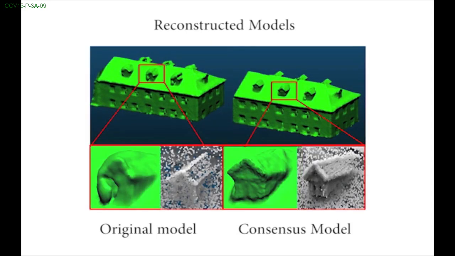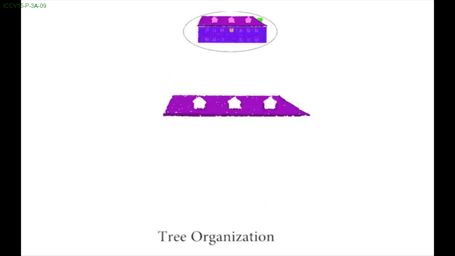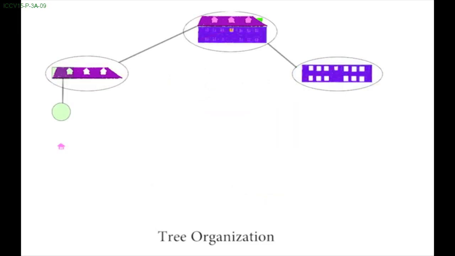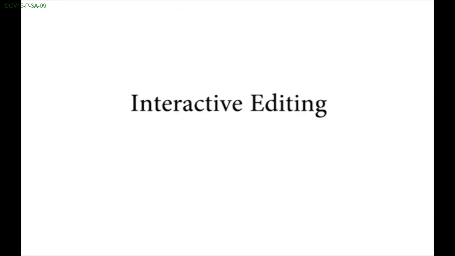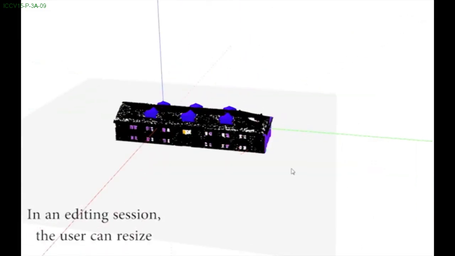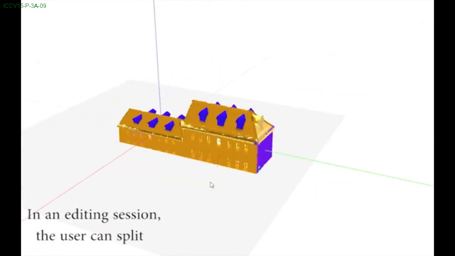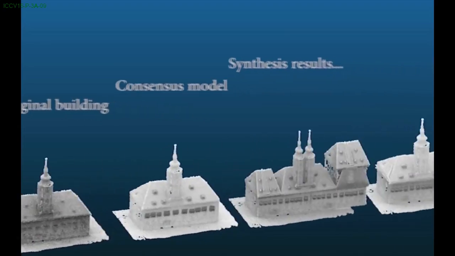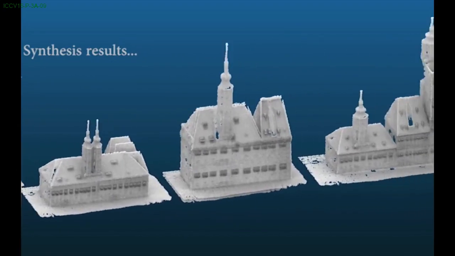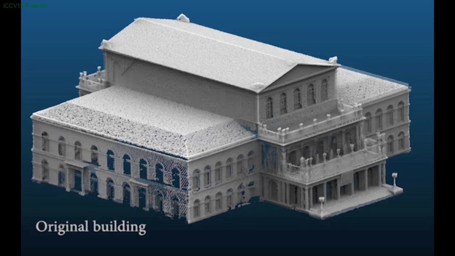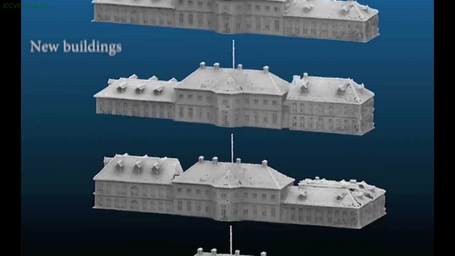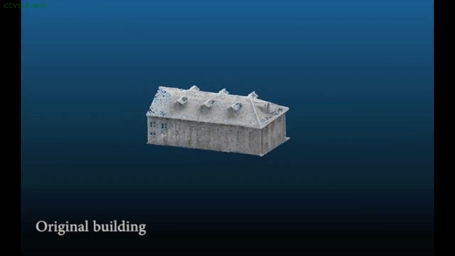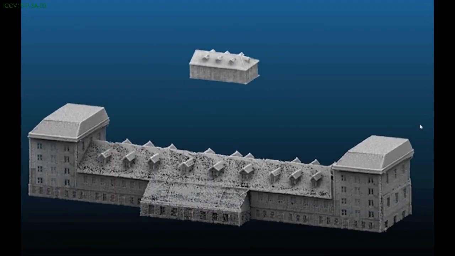Next, we place all segments into a tree hierarchy. Here, we show three patterns. In an editing session, the user can resize in all dimensions. The user can split, and the user can copy and paste segments or groups. Here, the original building, the consensus-enhanced building, and various editing outcomes are shown. We present more procedural editing and synthesis results of several buildings.